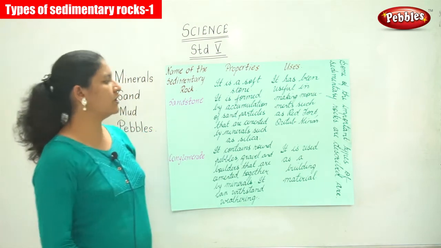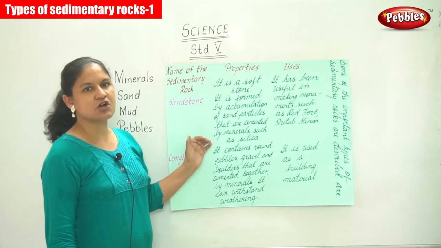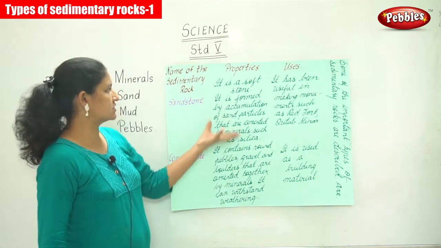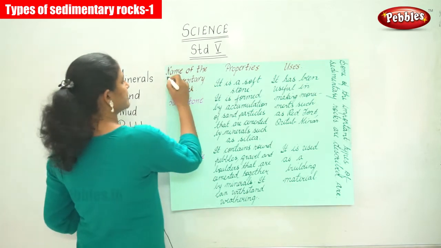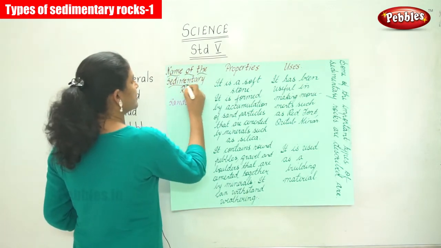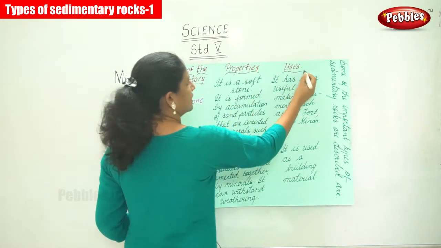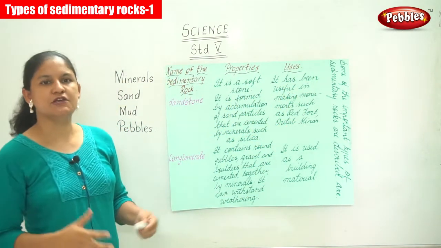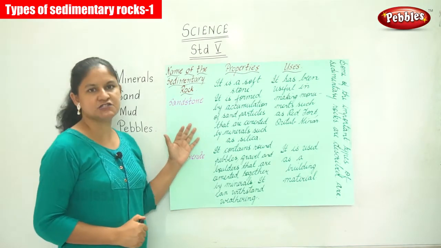So now we are going to see some of the important types of sedimentary rocks. So we have the name of the sedimentary rock, its properties and what it can be used for. So the first one is your sandstone.